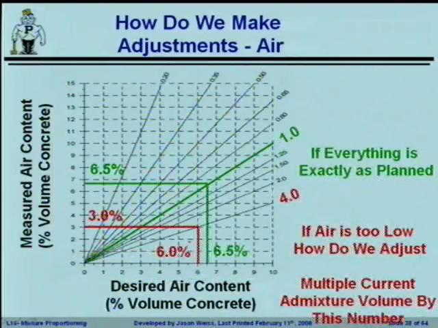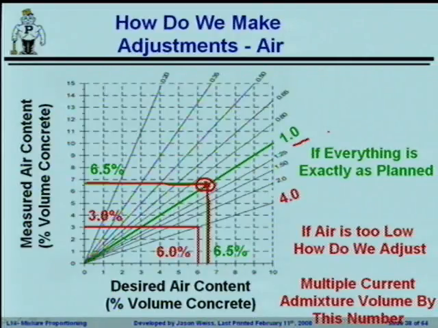Now, an example of how this would be done, if everything was exactly like you had planned, you did your design, you got exactly what you wanted in your trial batch, you would desire 6.5% by volume, you'd follow this green line up. You would measure 6.5%, you would follow this green line over, and what you would find out is that you would be right on this line that has a 1 written right after it. All right? That 1 is essentially a multiplier. That is the adjustment that you would make to the amount of air entrainer that you're using in the system. 1 times whatever air entrainer you're using in your system gives you back the amount that you used originally, which makes sense because you got exactly what you wanted.